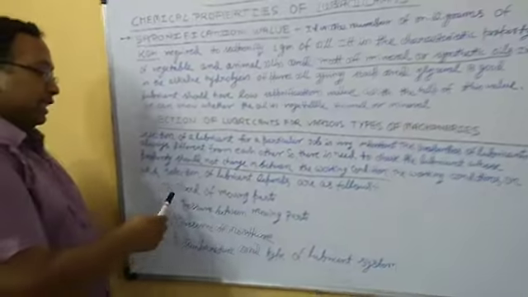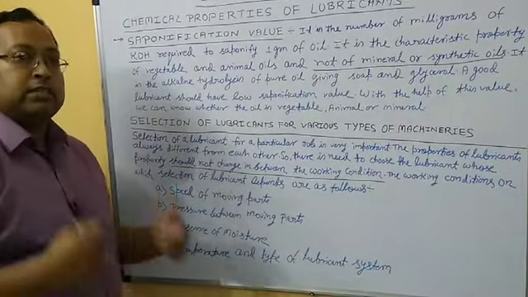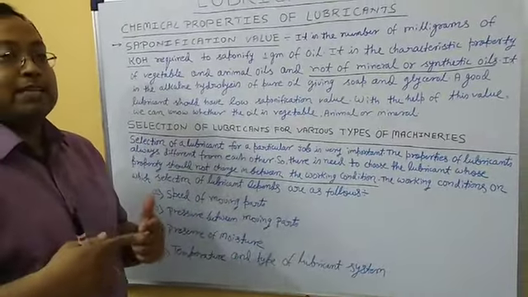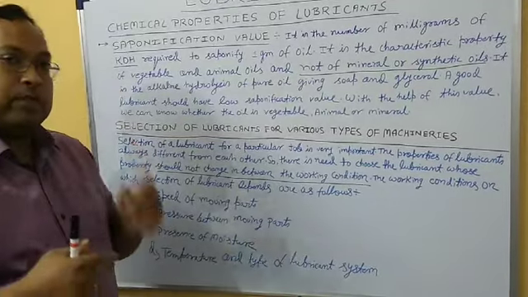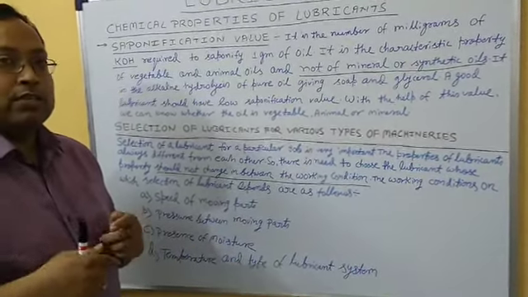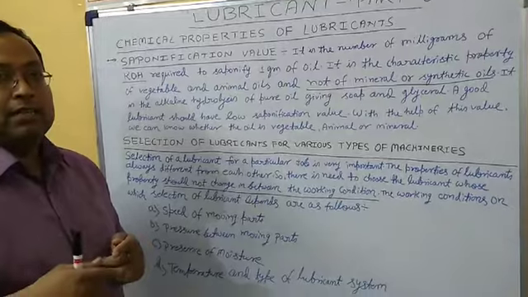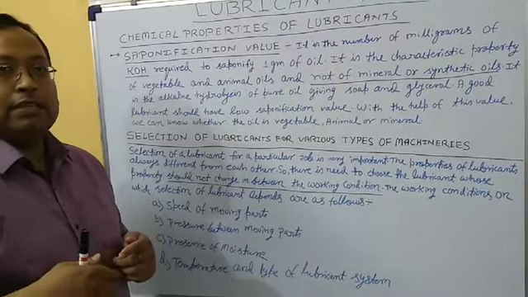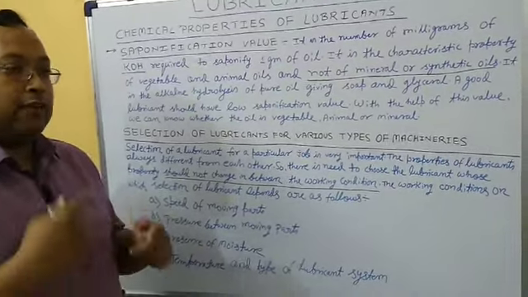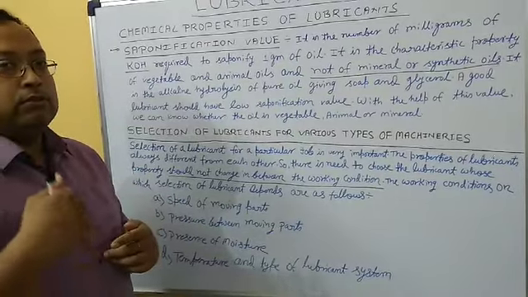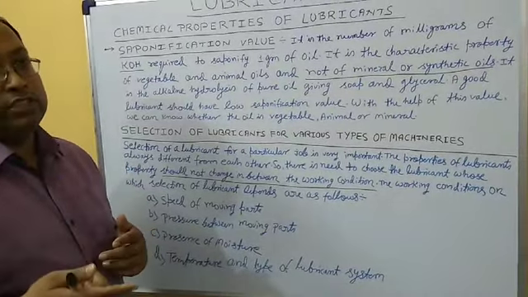The first one is speed of moving parts. What is the speed of moving parts? That is very important. If animal oil is used in a motorcycle chain, then it will never stay there, and it will be thrown off the chain because of the speed.